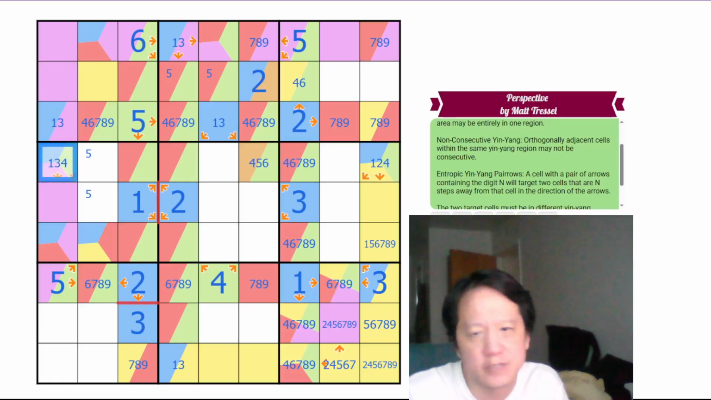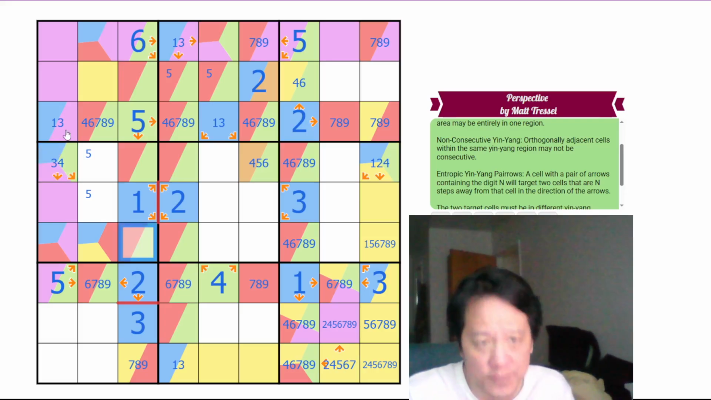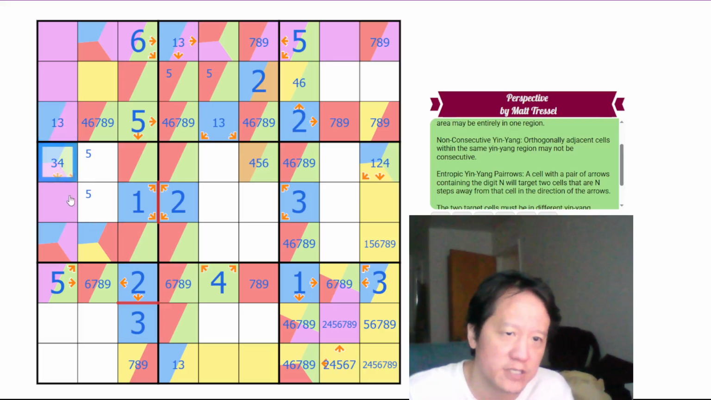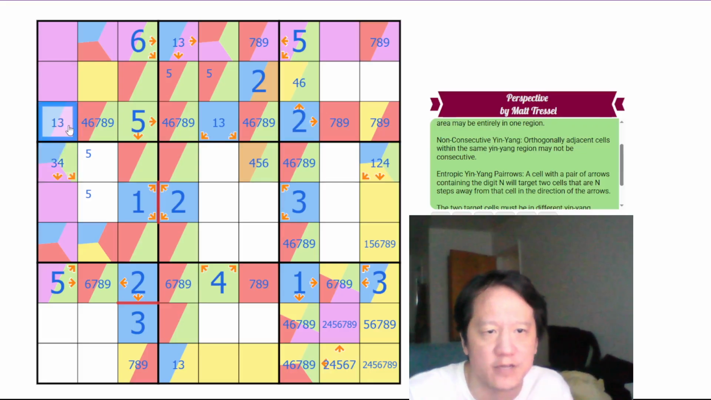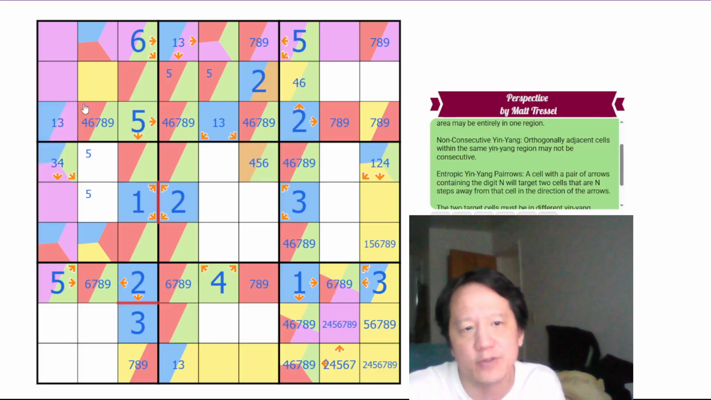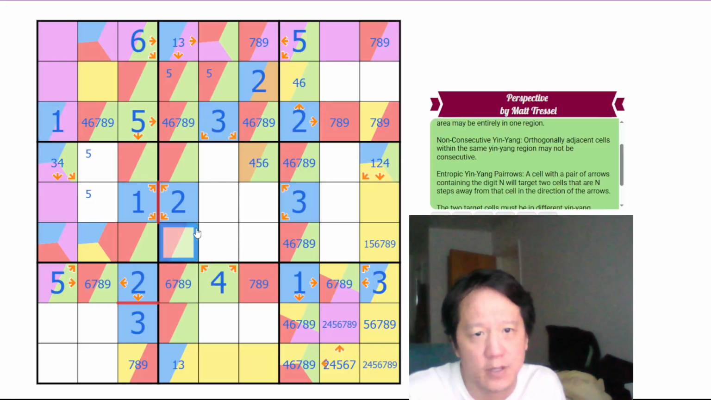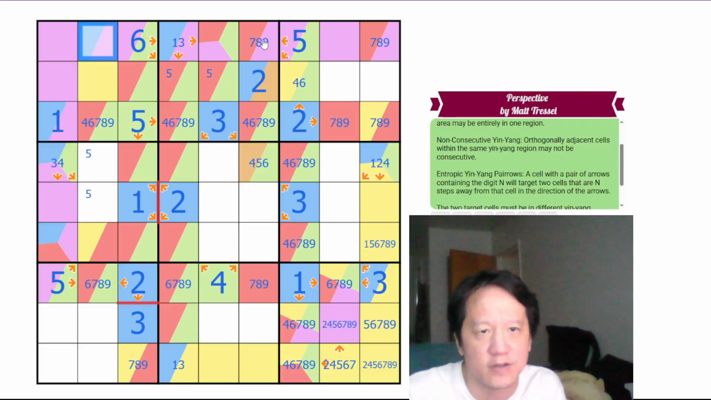This 1 eliminates 1 from being here, so that's 3 or 4. If this were 3, this would guarantee that's a 4, but then they would be consecutive in the same region. So this cannot be 3. Therefore, this is 1, that's 3. Interesting. 3 away cannot be blue, so this can't be blue, that's red. That means this can't be red because of the 5 here, so this is blue.